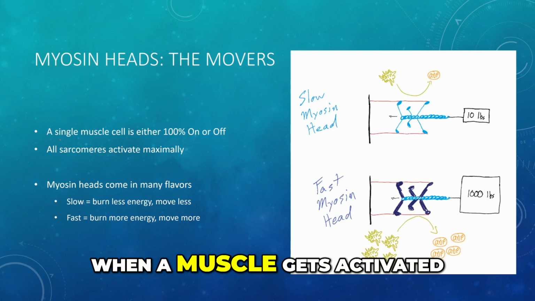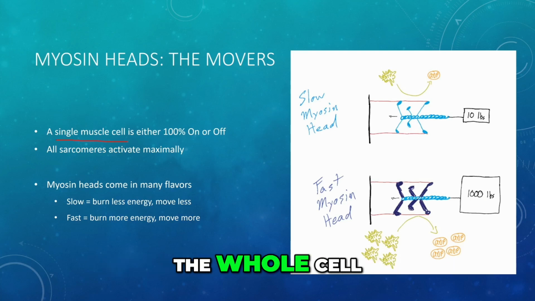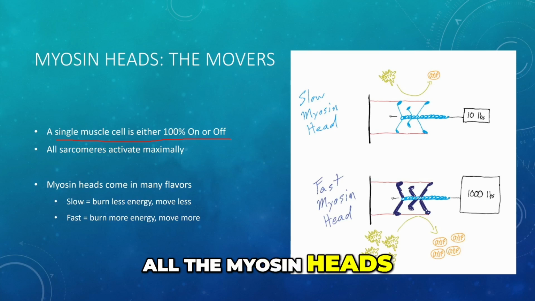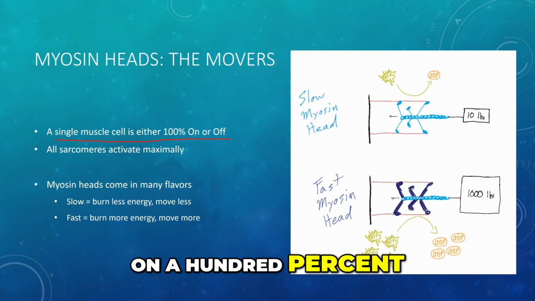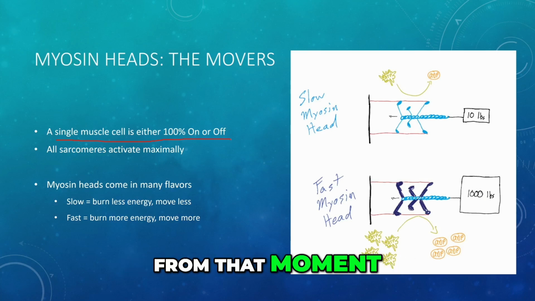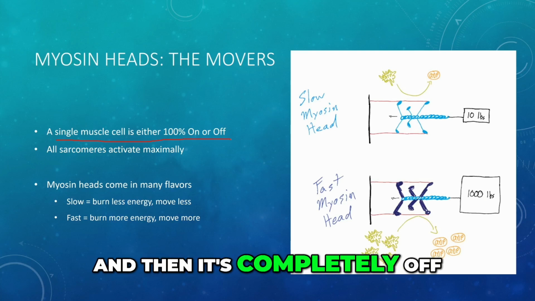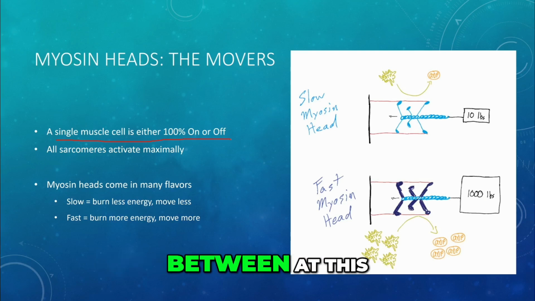When a muscle gets activated, the whole cell, everything from all the sarcomeres within it, all the myosin heads, everything within it is on 100% from that moment. And it stays on until the signal stops, and then it's completely off. So there's no in between at this zoomed up microscopic stage.